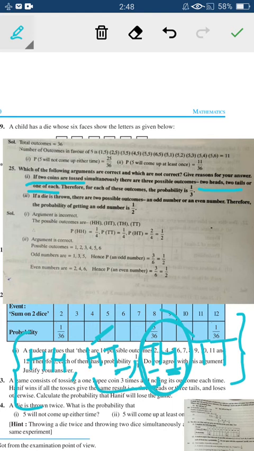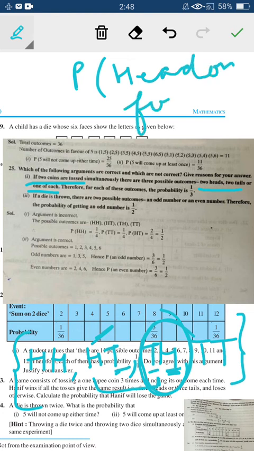Please mind it. If the question comes, find the probability of head on first coin and tail on second.